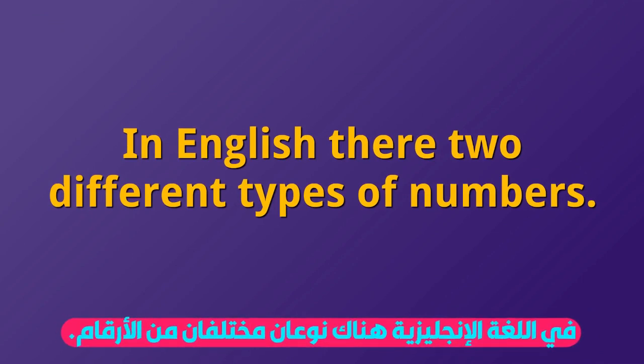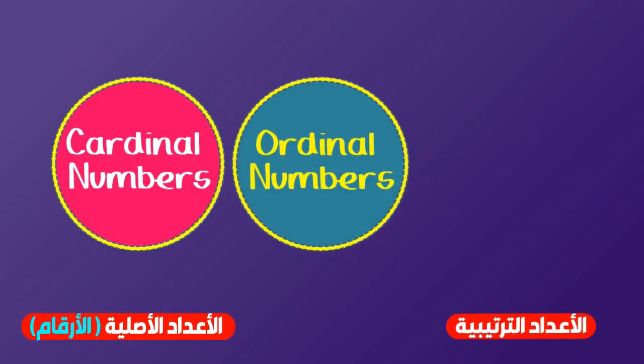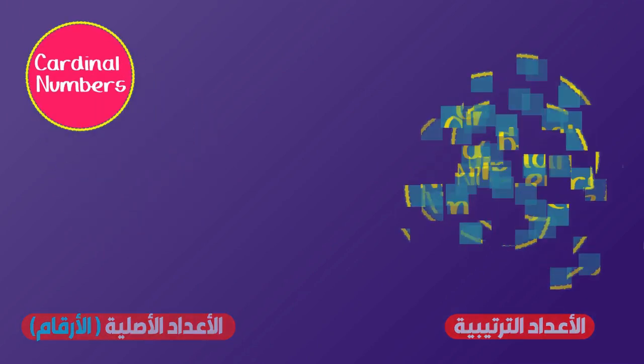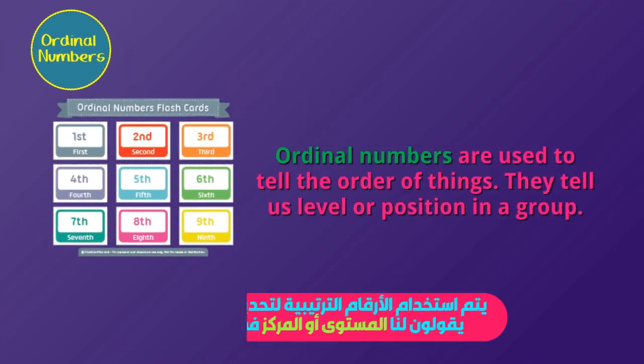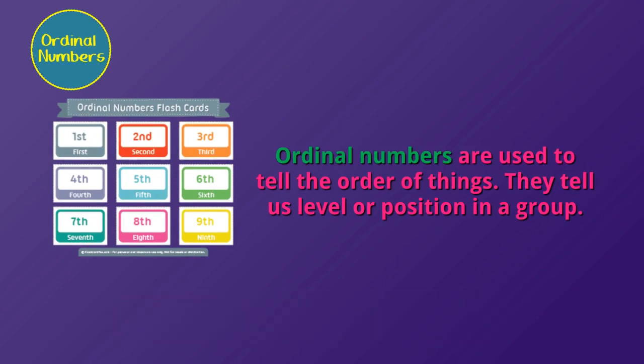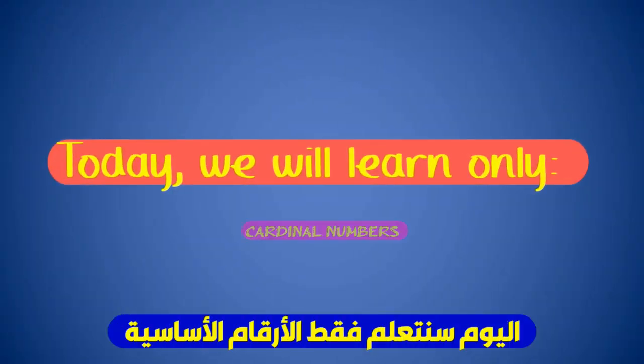In English there are two different types of numbers. Cardinal numbers and ordinal numbers. Cardinal numbers are also known as counting numbers and are used to count things. Cardinal numbers tell us how many. Ordinal numbers, on the other hand, are used to tell the order of things. They tell us the level or position in a group. Today, we will learn only cardinal numbers.